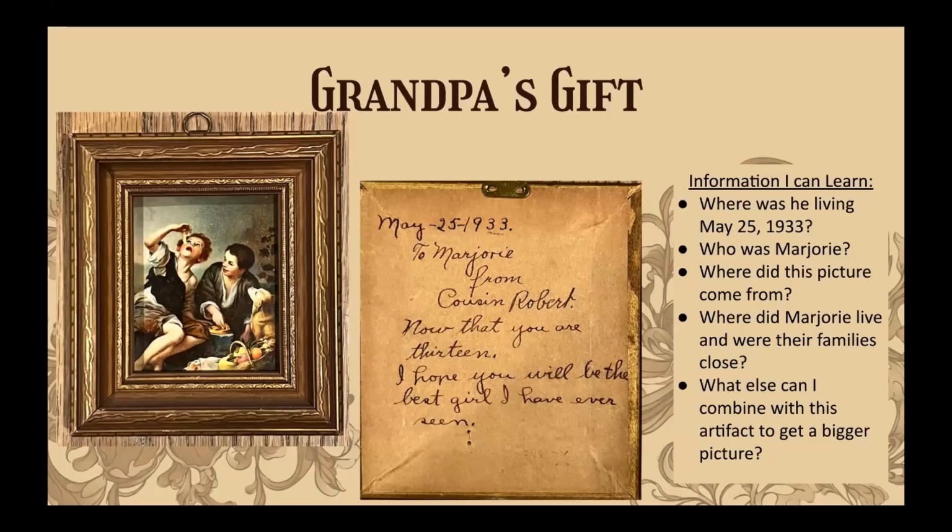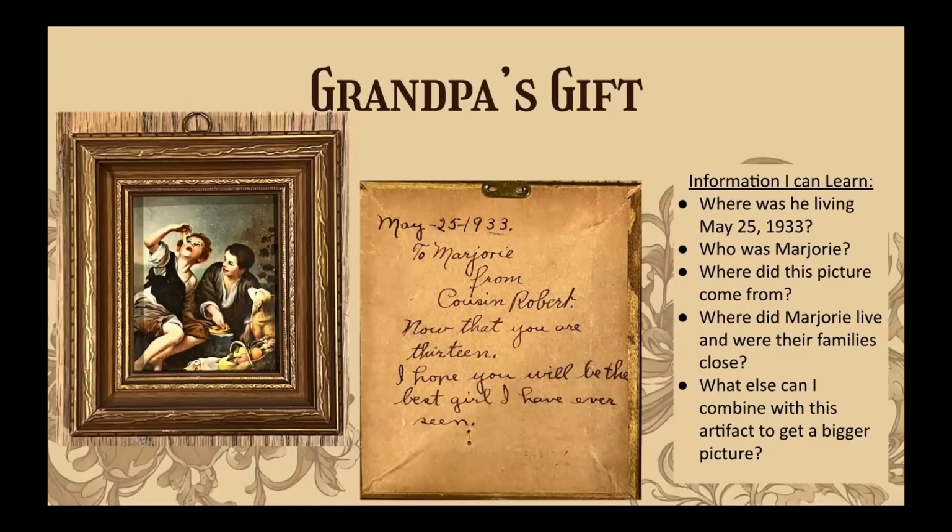So some of the information I can learn from this is, where was he living on this date, May 25th, 1933? And where was Marjorie living? Did they live close? Did he have to travel far? Where did this picture come from? Who is the artist? What is it titled?